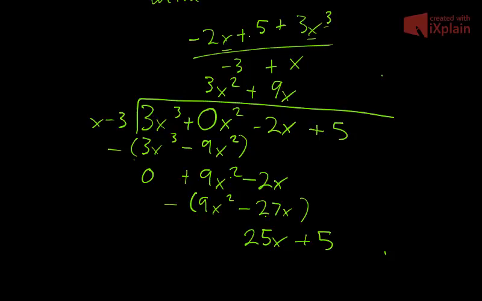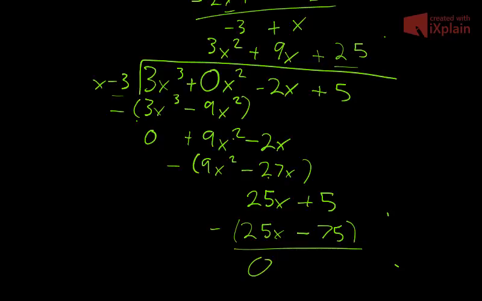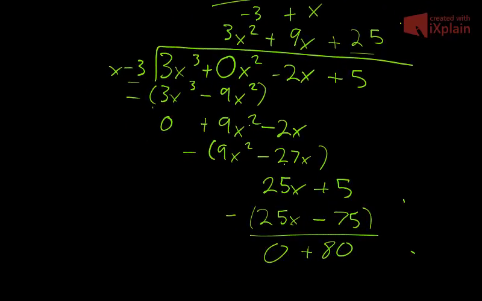And now the question is how many times does x go into 25x? And x goes into 25x 25 times. So I'll end up with minus 25x minus 75, which is the 25 times negative 3. 25x minus 25x is 0, which is awesome. And then I have 5 minus negative 75, which can be plus 80. Kind of a big number, but that's okay.